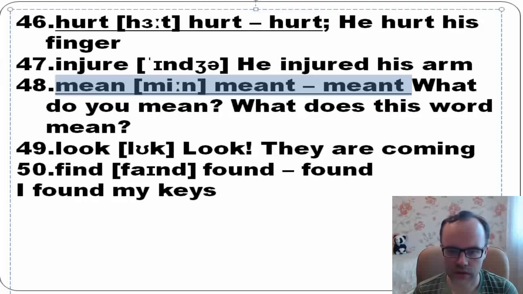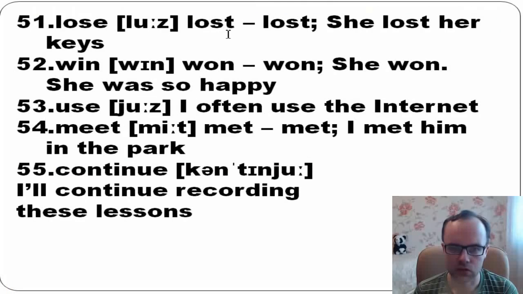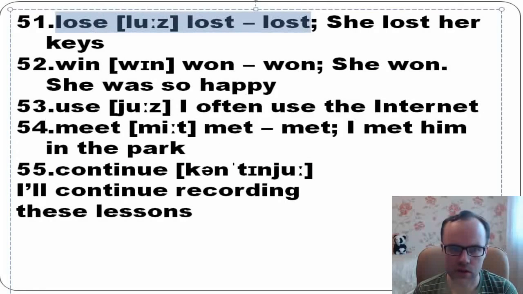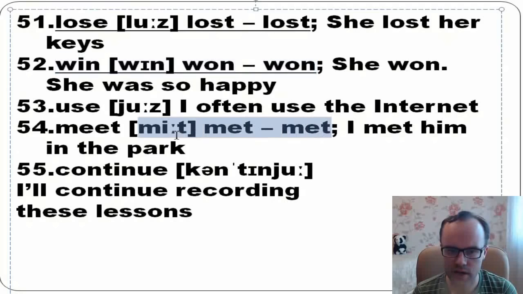Look. Look, they're coming. Find. Irregular. Find, found, found. I found my keys. Lose, lost, lost. Irregular. She lost her keys. Win, won, won. Irregular. She won. She was so happy. Use. I often use the internet. Meet, met, met. Irregular. I met him in the park.